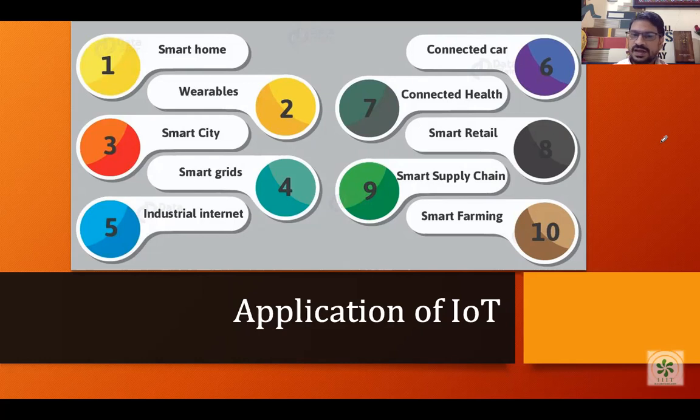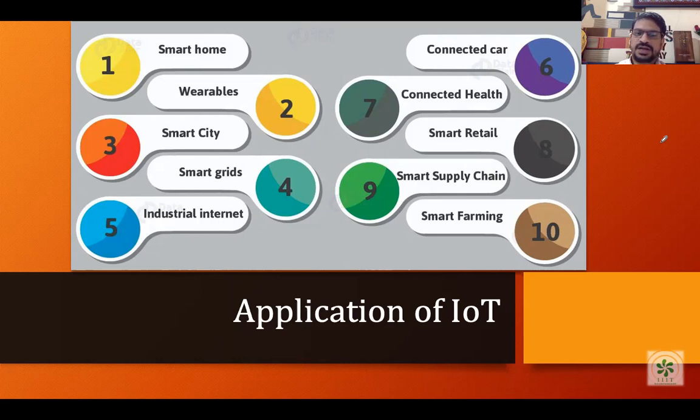Next is smart city. Smart city itself has a vast application, in which we talk about smart transportation system, disaster management system, smart water management system, smart electricity management system, smart hospitalization system. All these are different applications of smart cities.